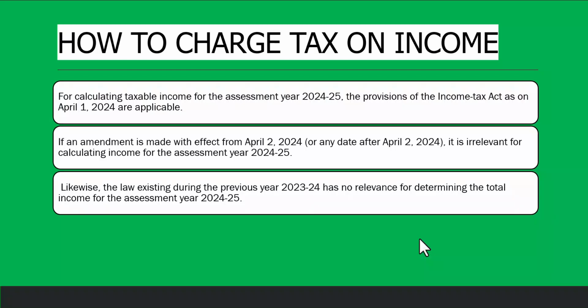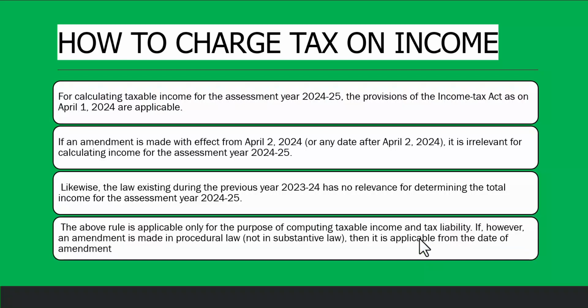Likewise, the law existing during the previous year 23-24 has no relevance for determining the total income for the assessment year 24-25. So that means whatever law is applicable on 1st April 2024 becomes the law on which the person has to be taxed. Anything prior to that or after that has no meaning for levy of taxes. The above rule is applicable only for the purpose of computing taxable income and not tax liability. However, if an amendment is made in procedural law, not in substantive law, then it is applicable from the date of amendment.